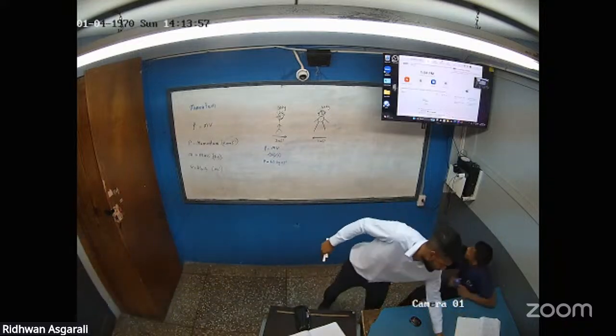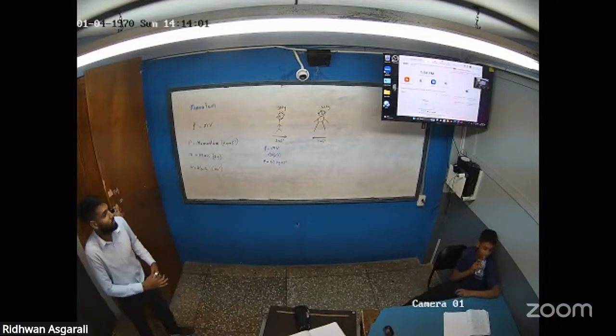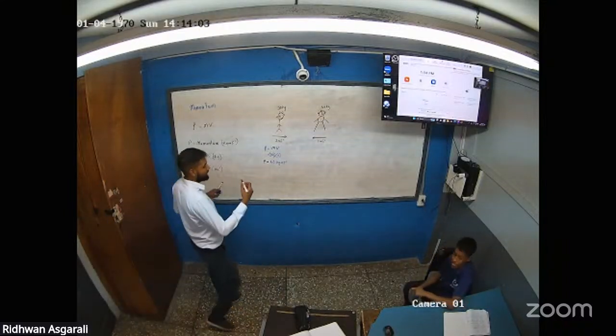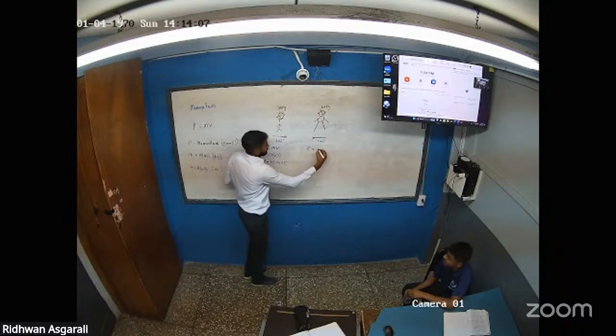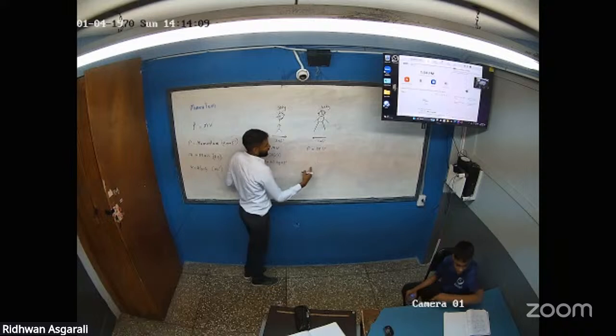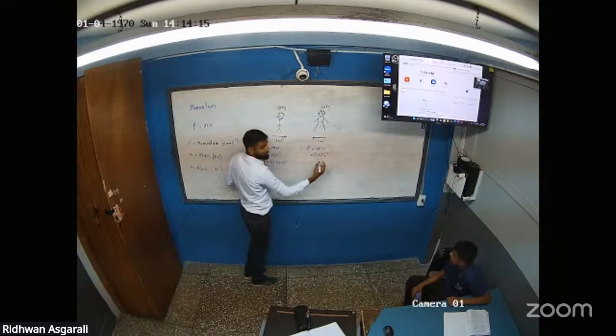So what's the momentum of Shaquille? Again, it's mass by velocity. Shaquille's mass is 40 and his velocity is 1.